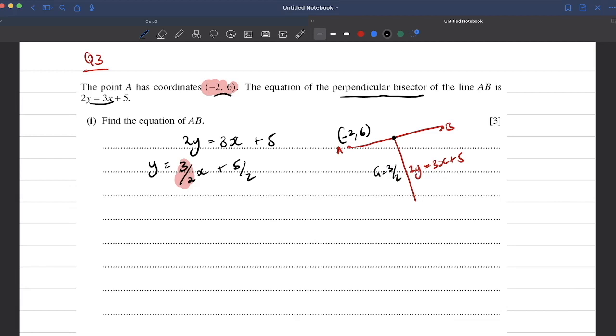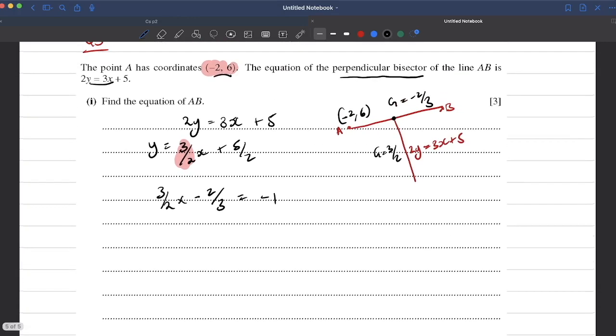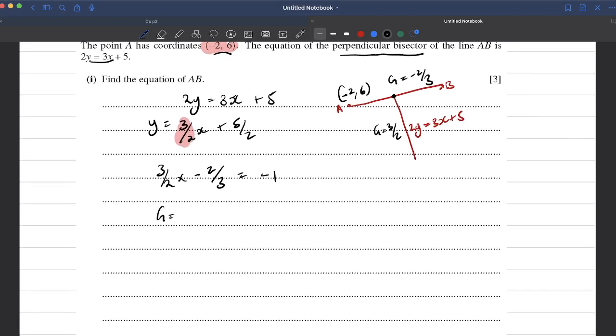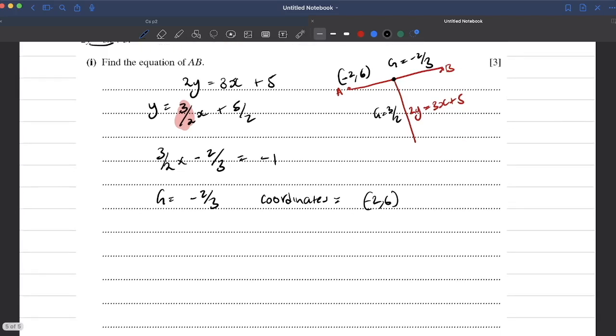So the gradient for AB will be what? 3 over 2 times negative 2 over 3, which is negative 1. I'm going to confirm that with my calculator. 3 over 2 times negative 2 over 3 is negative 1. So the gradient for AB is negative 2 over 3. I'm just using the principles of perpendicular lines and I got my answer. So now I have the gradient, negative 2 over 3, and I have the coordinates, negative 2, 6. I can find the equation of AB now.